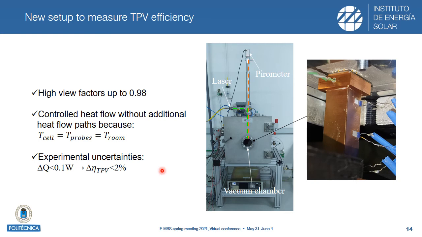In this experimental setup, the experimental uncertainties are dominated by the heat flux parameter, but they are low enough to provide an efficiency uncertainty of less than 2%, which is quite acceptable.